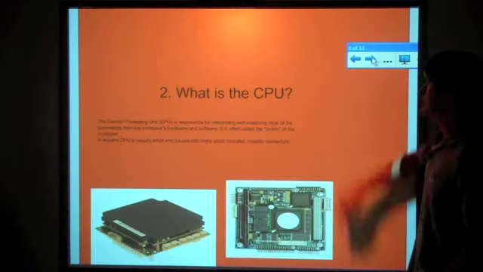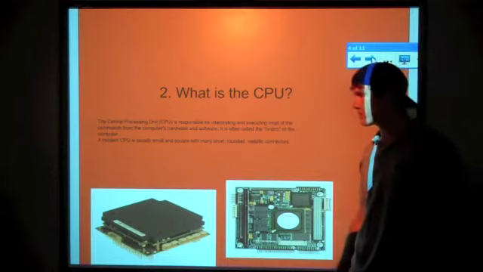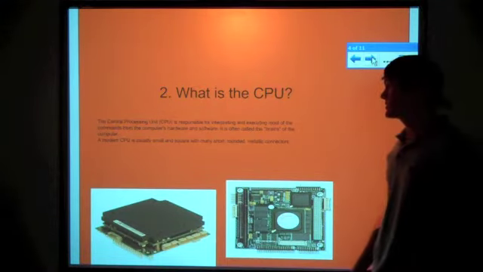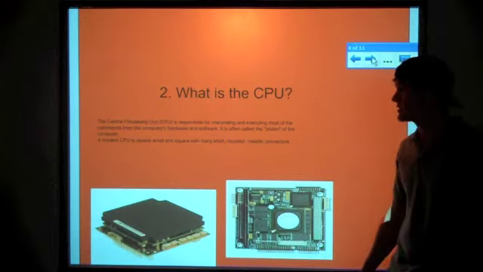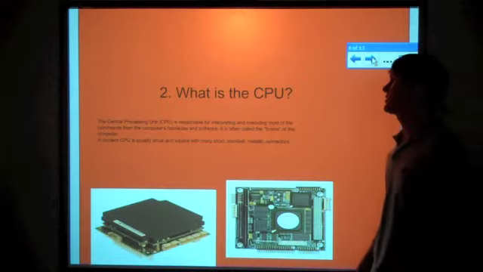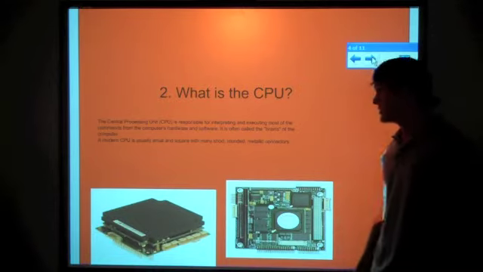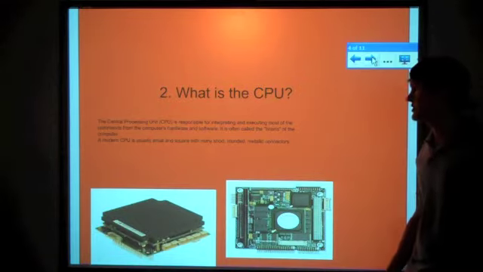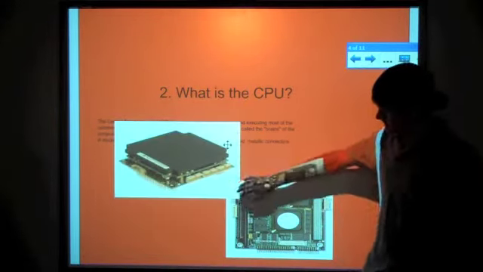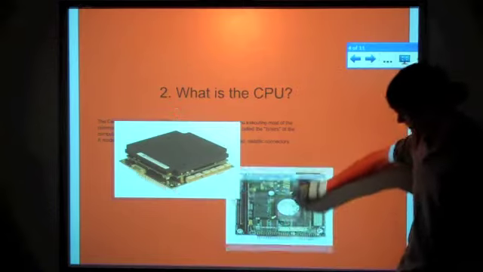Alright. Number 2, what is a CPU? The CPU is the central processing unit. It is responsible for interpreting and executing most of the commands of the computer's hardware and software. It is also often called the brains of the computer. A modern CPU is usually small and square with many short, rounded, metallic connectors. And here's another picture. You can see the little connectors. Here's some more.